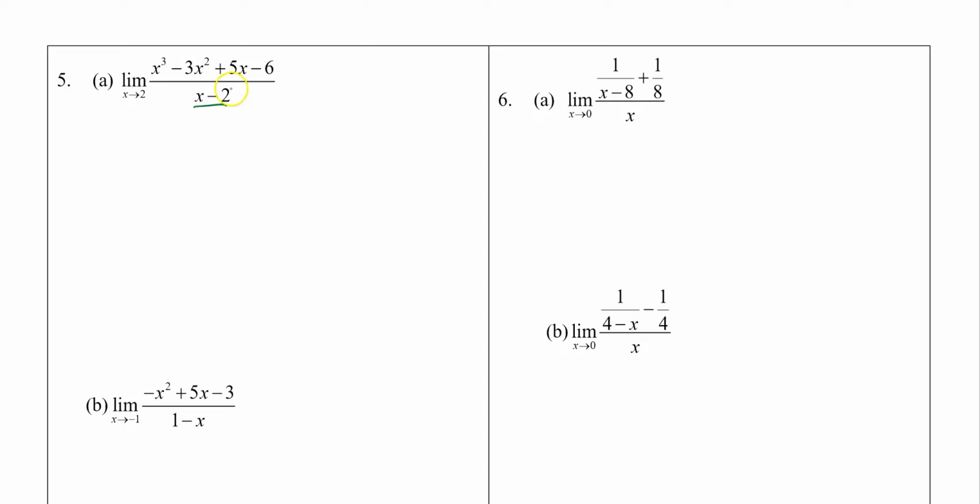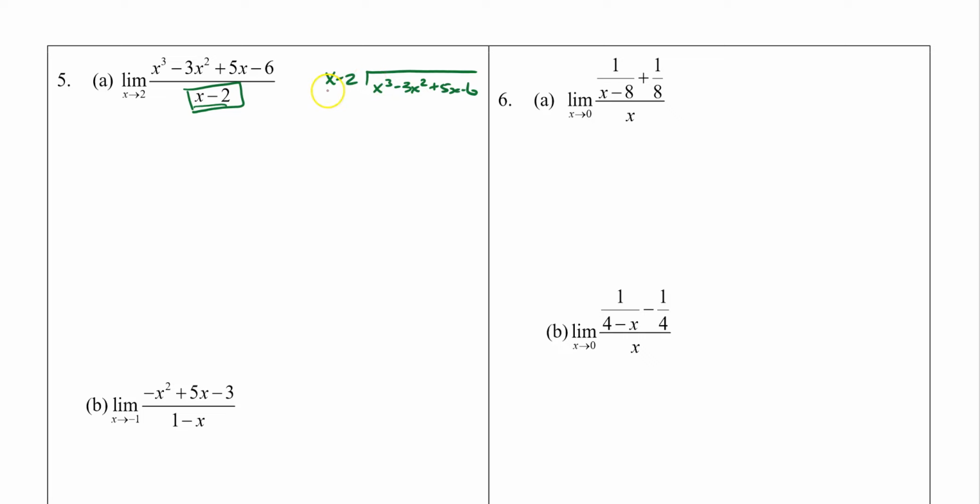We're hoping to get a factor of x minus 2 out of the top. So going back to chapter 3, the only factor we really care about is having a factor of x minus 2, so we can check if that's a factor by using some long division. So I'm going to check if x minus 2 goes into x cubed minus 3x squared plus 5x minus 6. We could choose to use synthetic division here. I'm using long division just because.